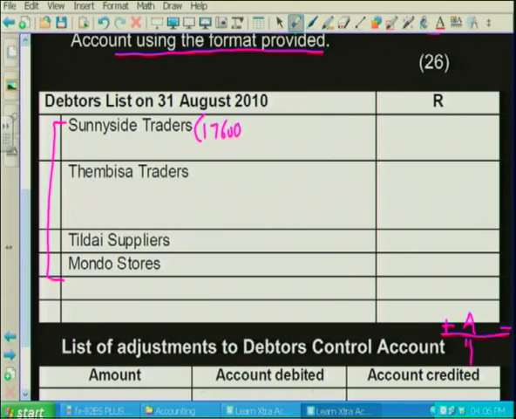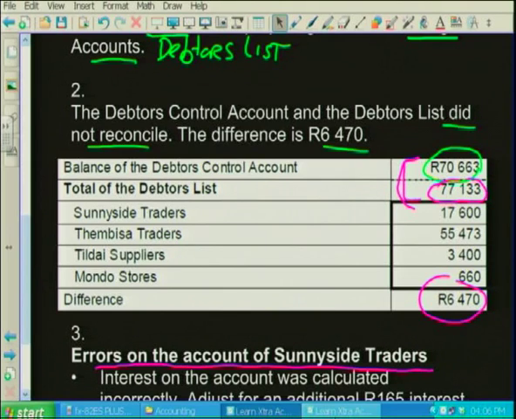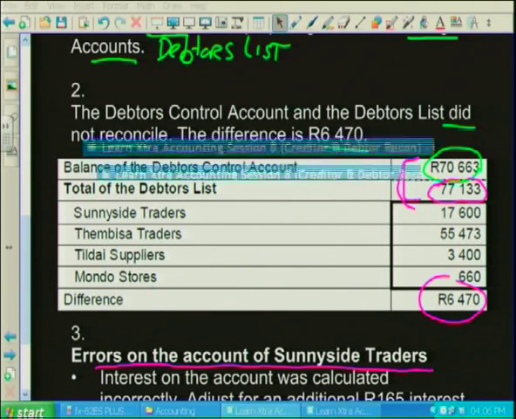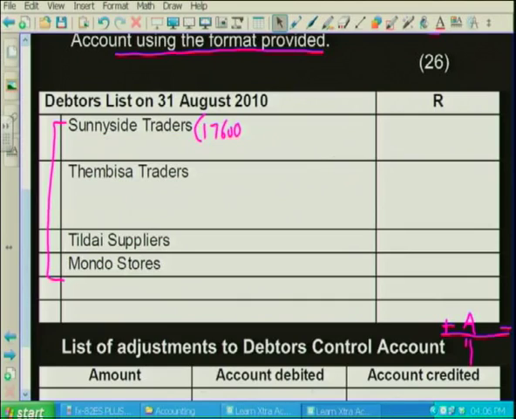Right, let's move on now to Tembisa Traders. It is Tembisa, that's right. Tembisa Traders is owing the business quite a large amount, 55,473. So let's bring that down as well in brackets. Open brackets, an amount of 55,473.